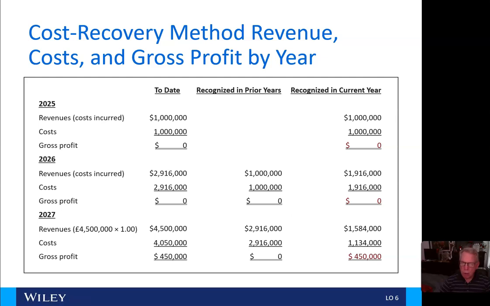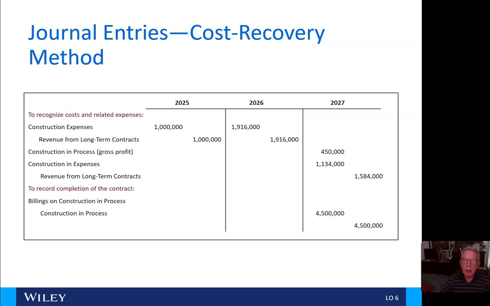Okay, cost recovery method, revenue. And the journal entries are, I guess, a little bit easier in this sense, in that we show our construction expenses here and revenue from long-term contracts here. And then finally in 2027, we reflect the gross profit of $450,000, additional construction in progress expenses, and revenue from long-term contracts. And lastly, to record the completion of the contract, we will debit billings on construction in process and credit construction in process.